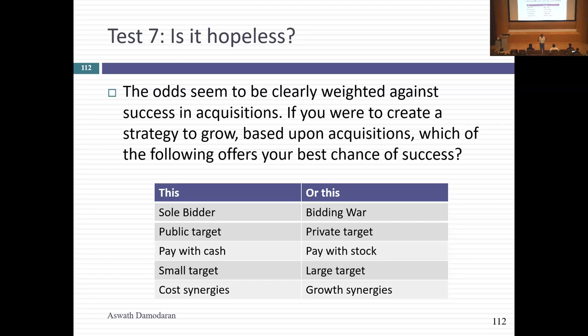This is game theory at its best, right? Because you effectively see both sides playing this game. You're probably going to pay a larger premium when you pay with shares. The net effect is going to determine whether this is good. So let's see if that varies across companies. Would you prefer to go after small targets or big targets?